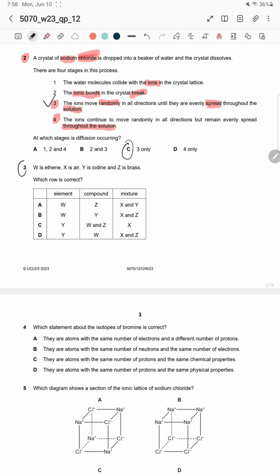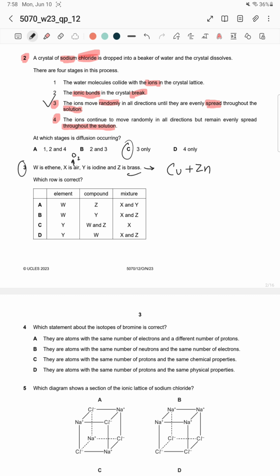Now the question number 3. W is ethene, that is an alkene, X is air. So wherever the word air is, it means oxygen. Y is iodine and Z is brass. So what is brass, dear students? It's a mixture of copper plus zinc, that is alloy. So you got ethene, air, iodine and brass. Which row is correct? So that's very simple. It is from atoms, elements and compounds, the question 3.